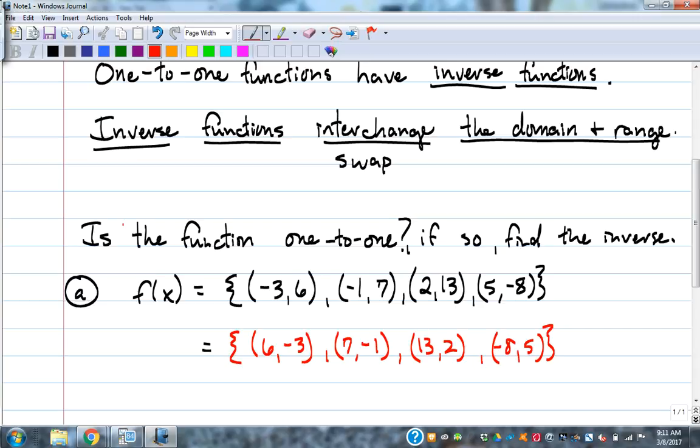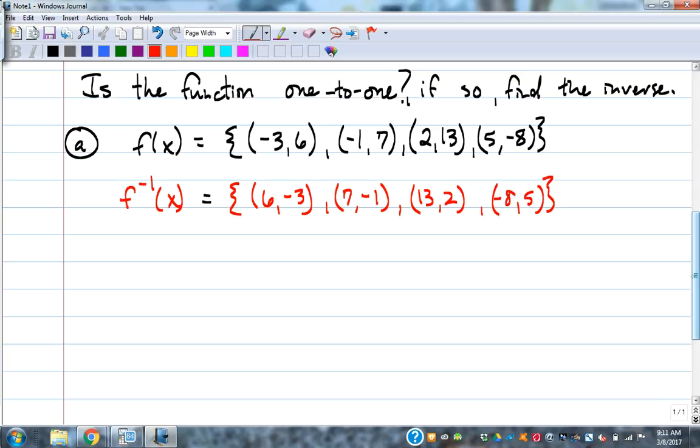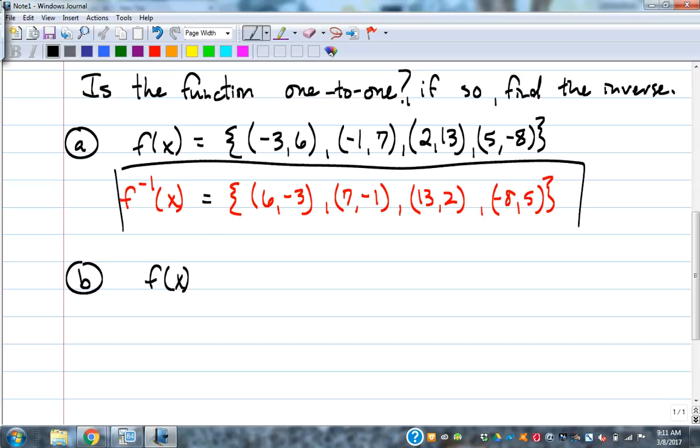Now, notation for inverse. F inverse of x. It's like a little -1 exponent. There, that's the inverse notation. You don't read that as f to the -1 power. You read that f inverse of x is how that's read. Okay, so finding the inverse is really, really simple when it's ordered pairs. Equations, not as simple, but still pretty easy. We found the inverse because it was a 1 to 1 function, so yay.